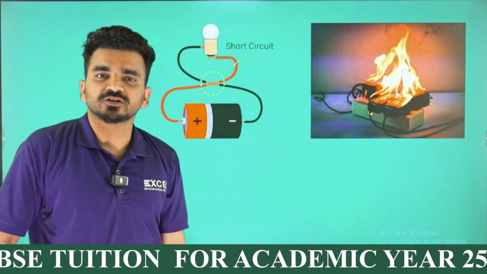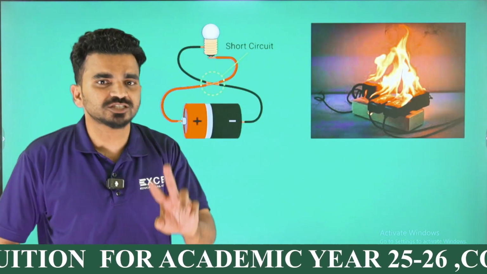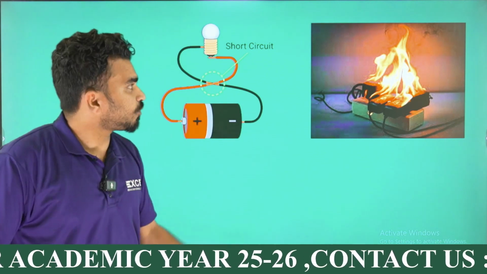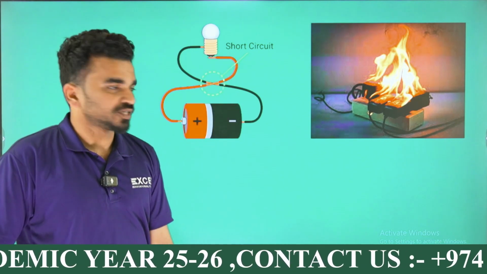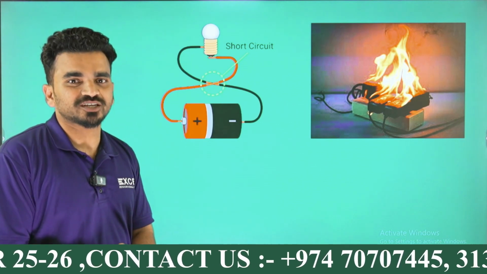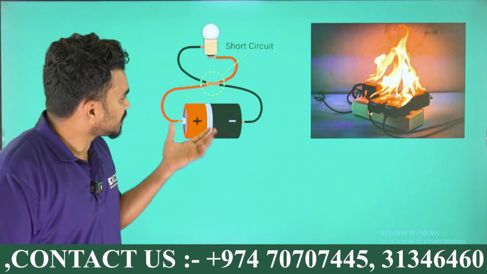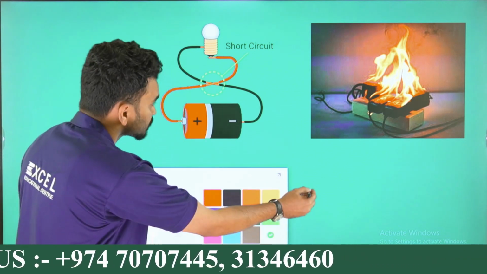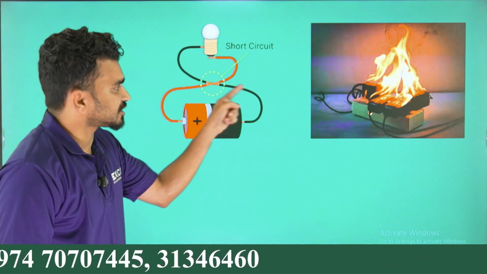Let me say it one point at a time. The problems in our normal circuit are two things. One is short circuit, the other is overloading. So what do you mean by short circuit? I think this picture tells you clearly what is short circuit and what is overloading. Short circuit means, let me take the simplest example. Here it is a live wire, and the other one is the neutral wire.